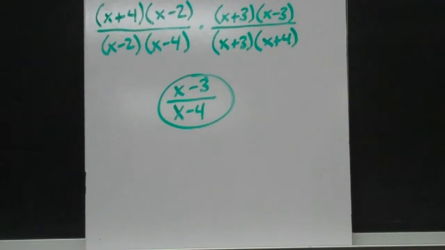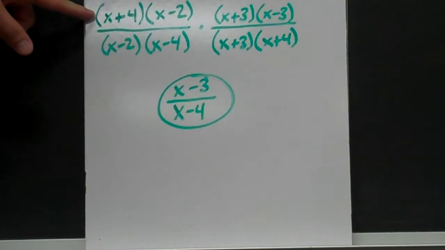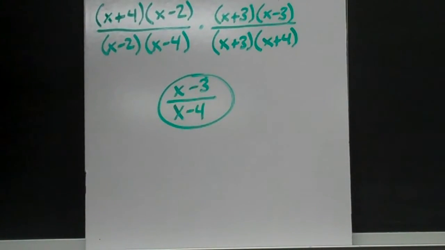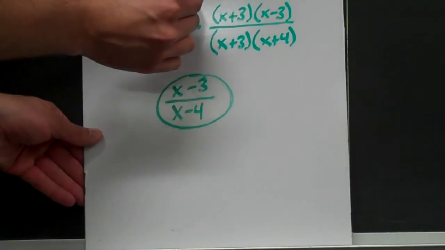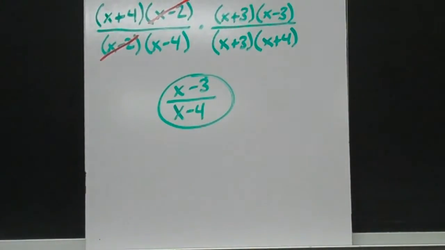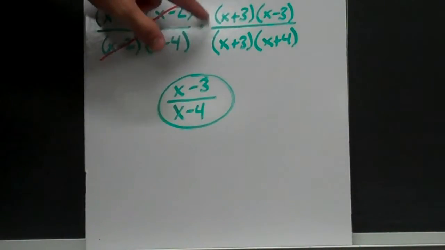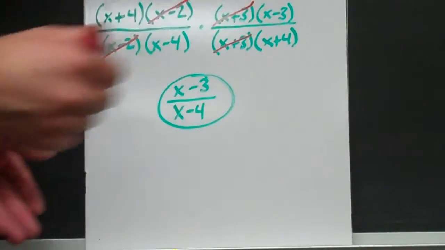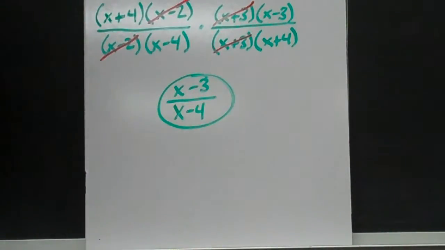So if we start with the first fraction, we have an x plus 4 on top, but we don't have one on the bottom here. We do have an x minus 2 on the top and an x minus 2 on the bottom. So we can get rid of those right away. If we go over to the next fraction, we have an x plus 3 on the top and an x plus 3 on the bottom. We can get rid of those right away. Then we have an x minus 3 on the top, x plus 4 on the bottom.